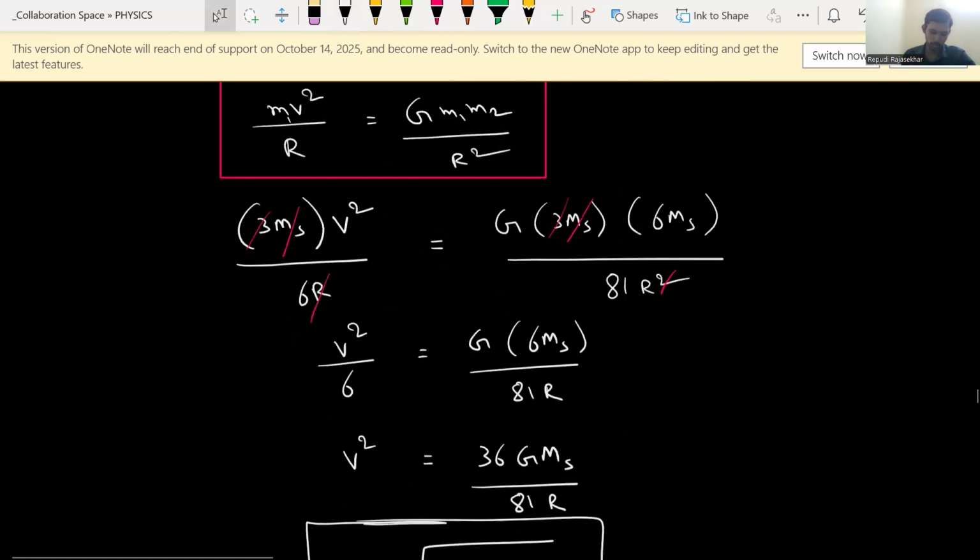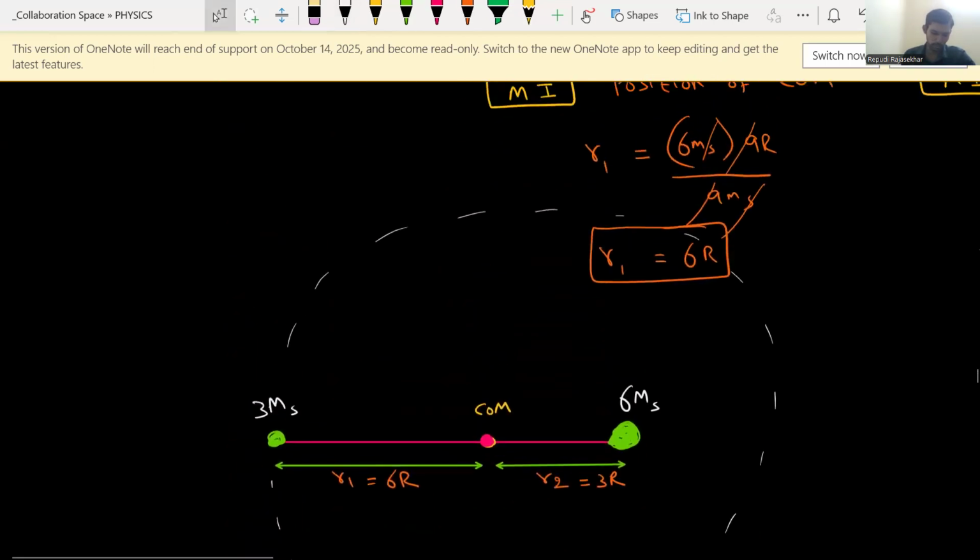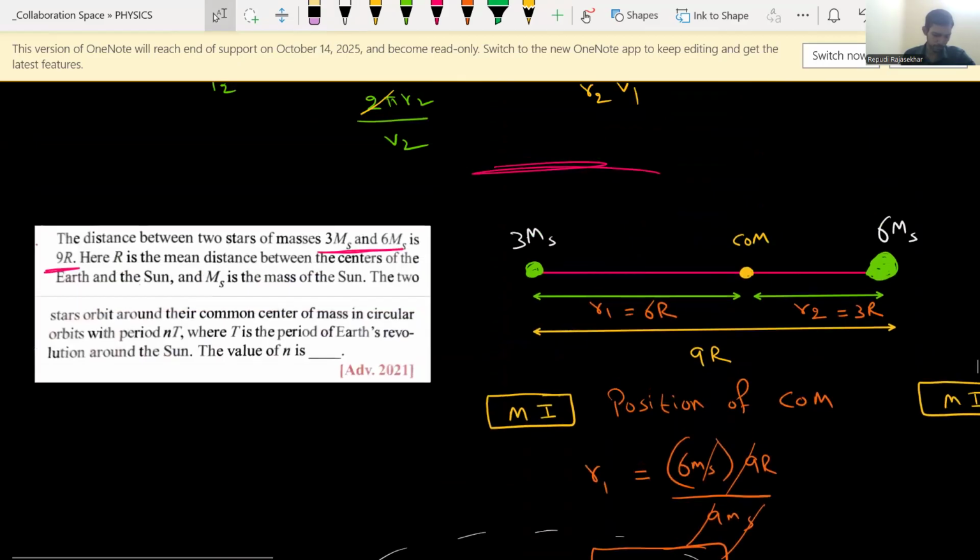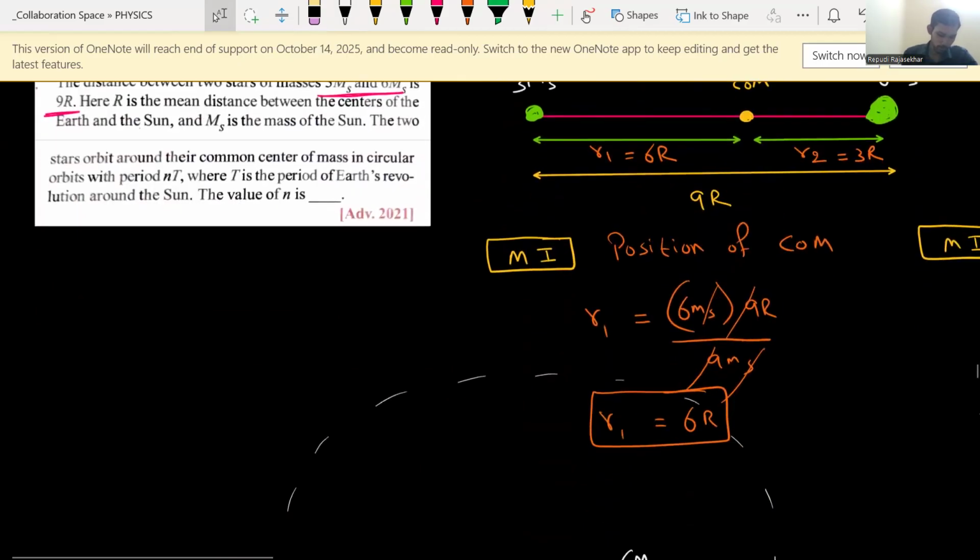Any options given? Let me check. Circular orbits with period nT. T is the time period of earth's revolution around the sun. The value of n is, here they are rotating in two orbits.